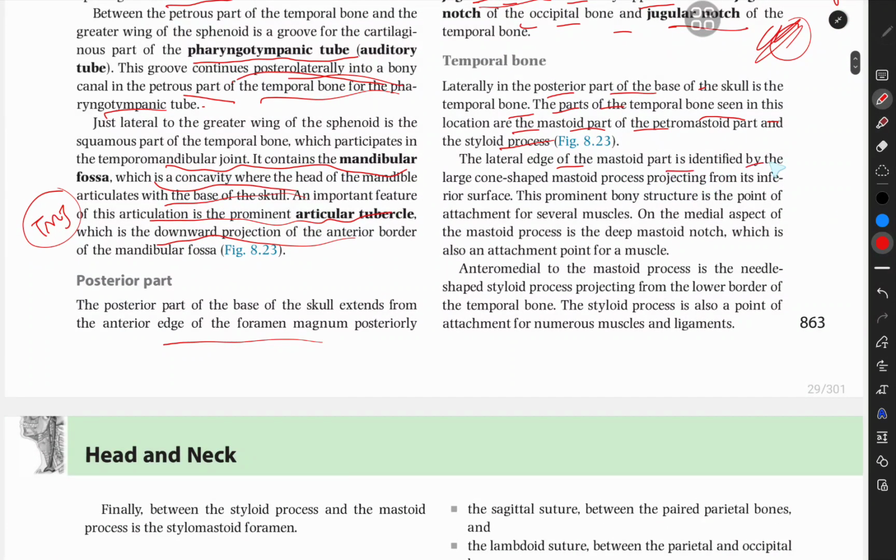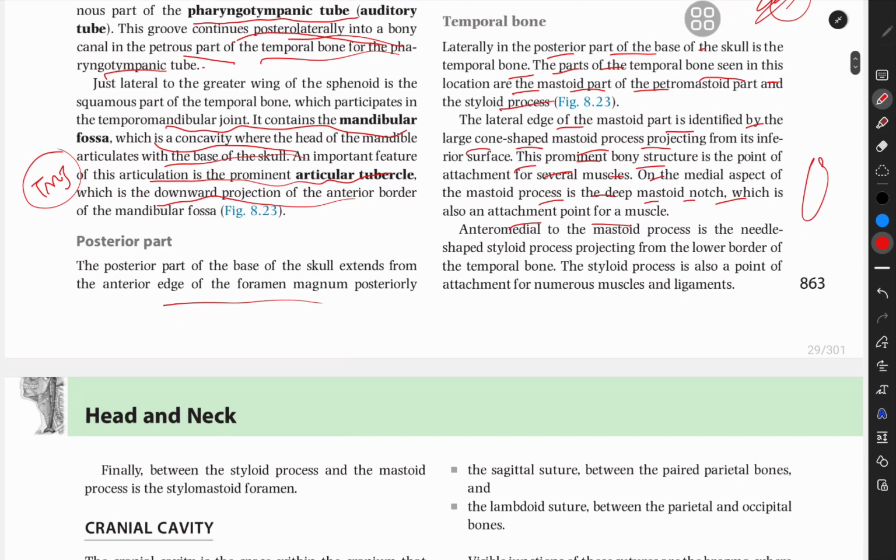The lateral ridge of the mastoid part is identified by the large cone-shaped mastoid process projecting from its inferior surface. This prominent bony structure is the point of attachment for several muscles. On the medial aspect of the mastoid process is the deep mastoid notch, which is also an attachment for a muscle.